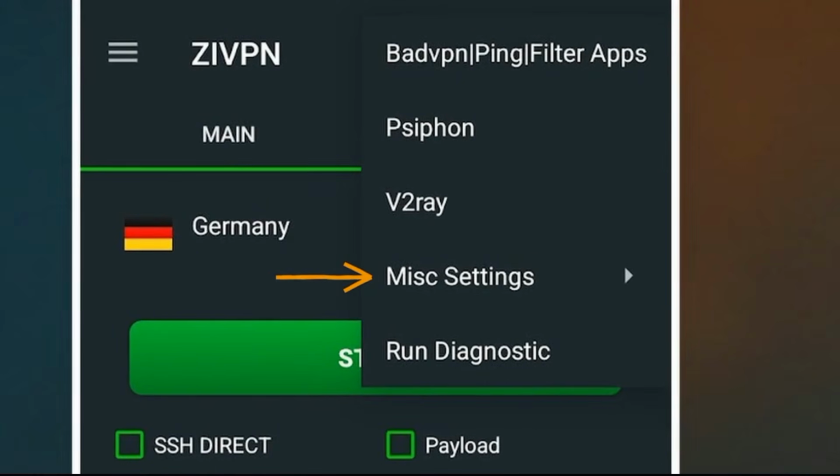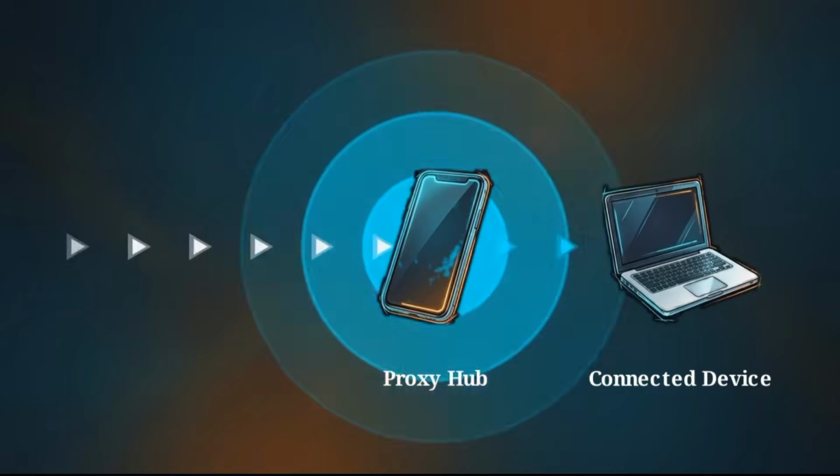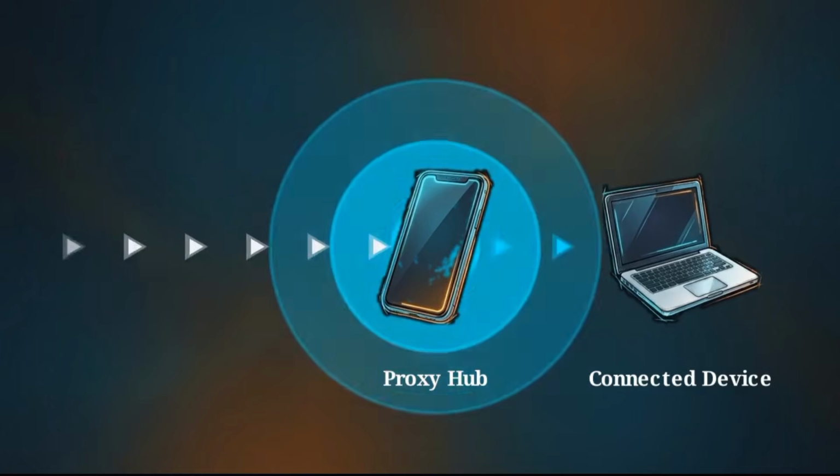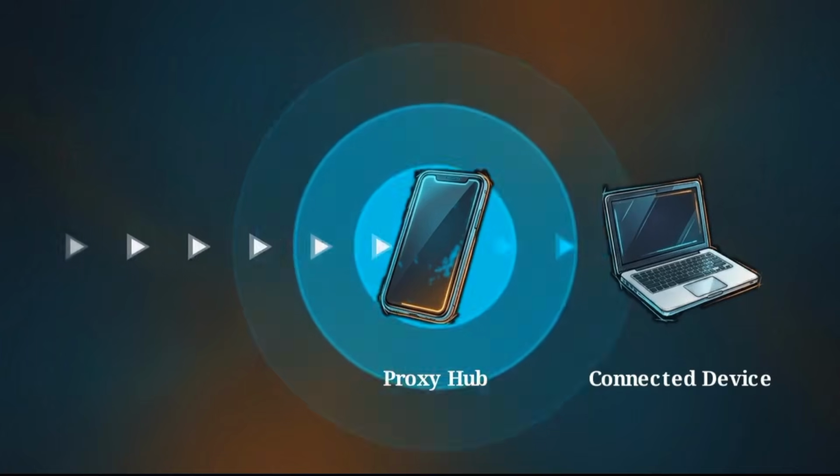Now open ZIVPN. Tap the menu icon in the top right and select MISC Settings from the drop-down list. Inside that menu, check the box labeled Share VPN. Ticking that box changes how your phone handles its network traffic, allowing it to act as a localized proxy server for your other hardware.